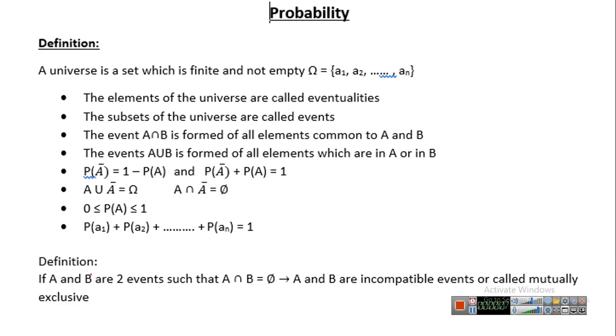First of all, in probability we have what's called the universe, where we're going to do our probability experiment. For example, the cards: we have 52 cards. This is the universe, denoted by omega, all the 52 cards in the deck. These elements are called eventualities, each one of them, like A1, and any subset of it is called an event.